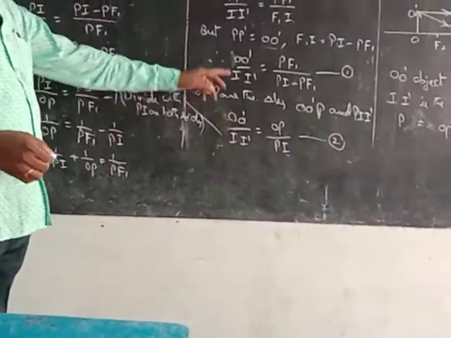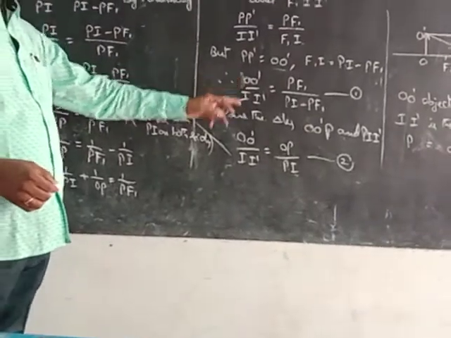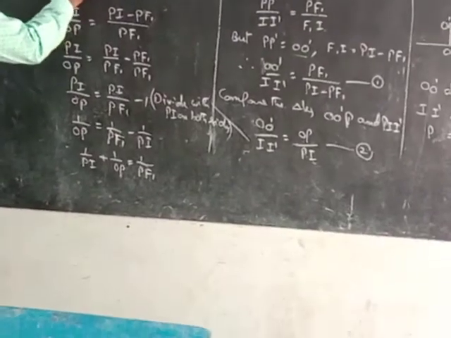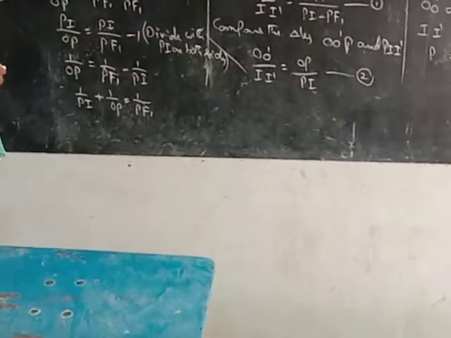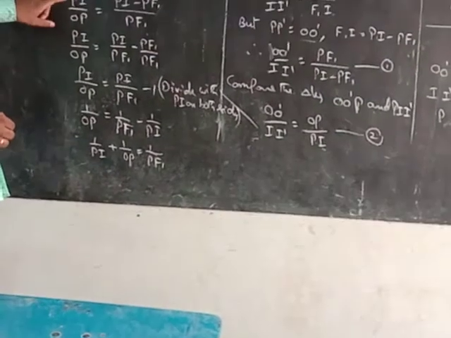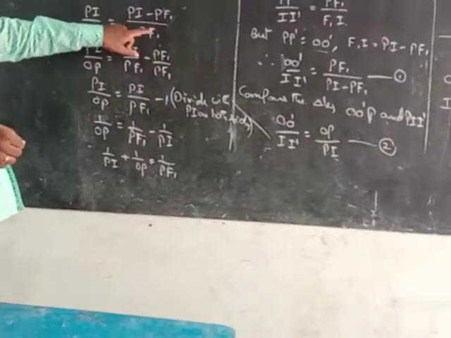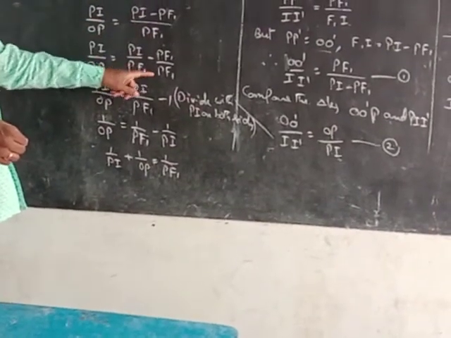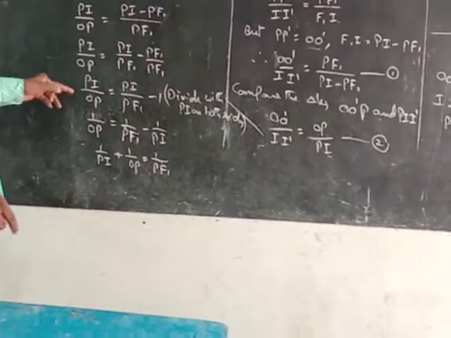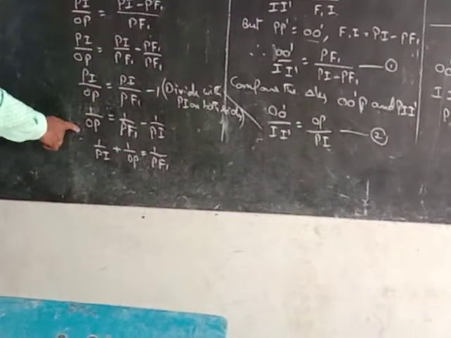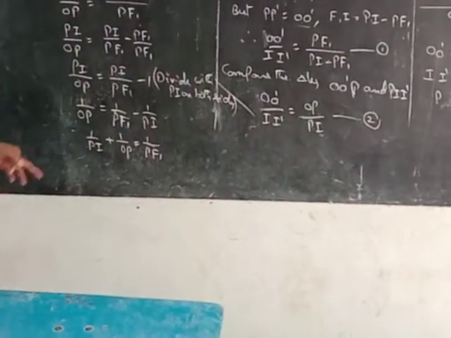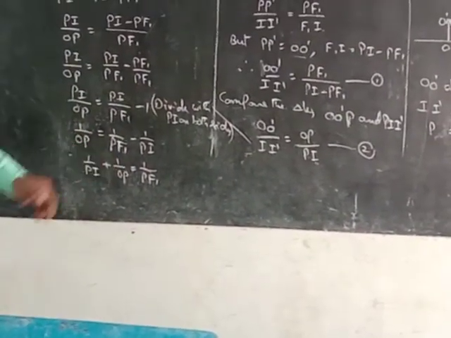See equations 1 and 2. Here the LHS of both are the same, so the RHS we can equate, that is OP by PI is equal to PF1 by PI minus PF1. By reversing the two sides, PI by OP is equal to PI minus PF1 by PF1. Divide with PF1, PF1 by PF1 cancels, that is 1. Next, divide with PI on both sides. Then you get 1 by OP is equal to 1 by PF1 minus 1 by PI. Taking 1 by PI to the other side, 1 by PI plus 1 by OP is equal to 1 by PF1.